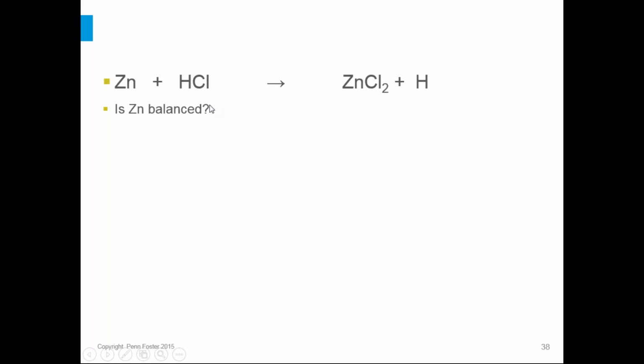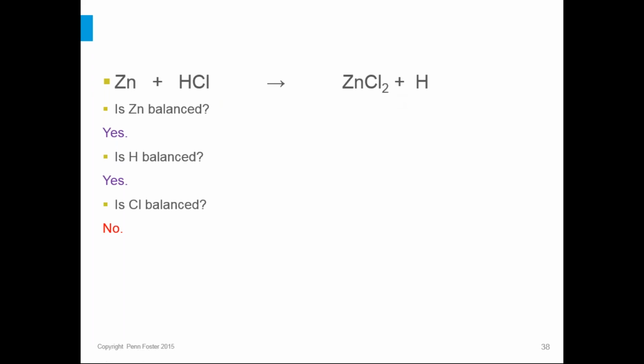So in this case, is the zinc balanced? Well, yes, the zinc is. We start out with 1 and we end up with 1. All right. How about is the hydrogen balanced? We start out with 1, we end up with 1. So far, so good. The chlorine, though, is the chlorine balanced? So we start out with 1, we end up with 2. So no, chlorine's not balanced.